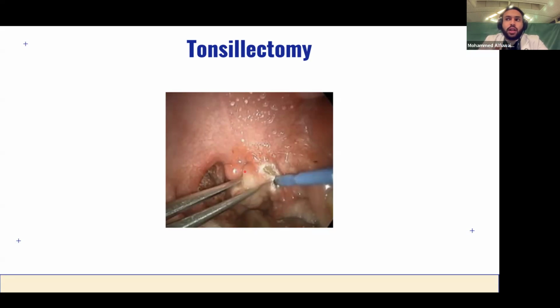Tamam? Now, next thing is what are the immediate complications? Here, what's very important is it's hypervascularized. The face is hypervascularized. The oral cavity is hypervascularized. So immediately you might have hemorrhage, immediate. Or you might have bleeding that occurs 7 to 10 days after the procedure.